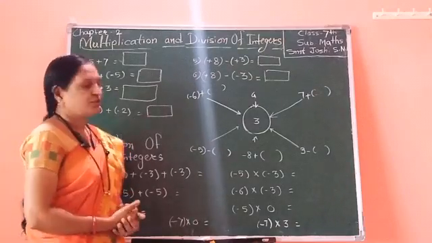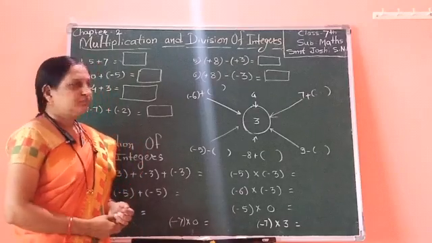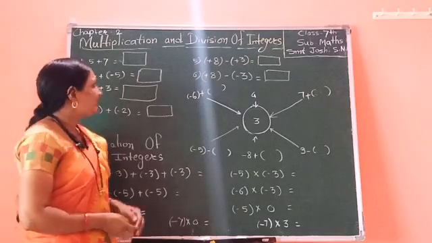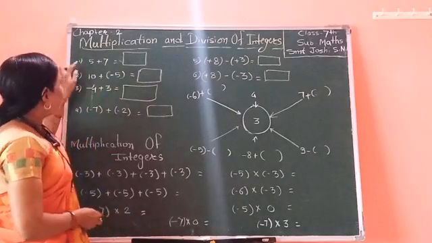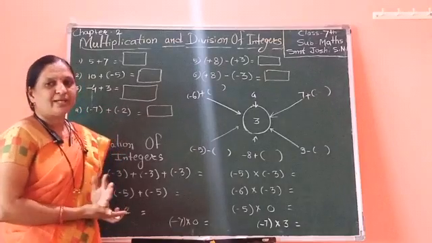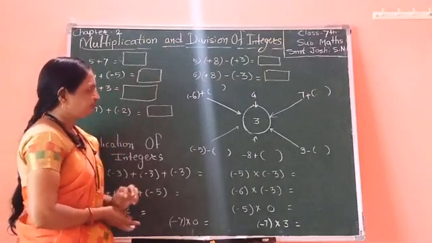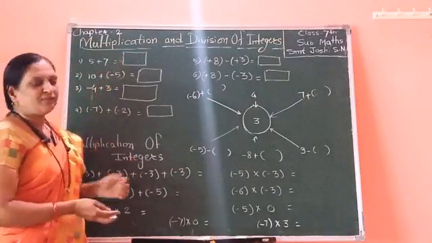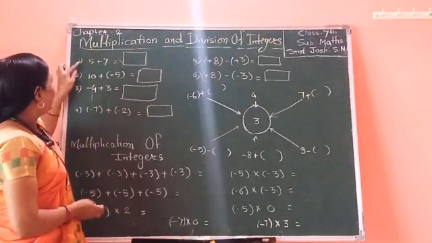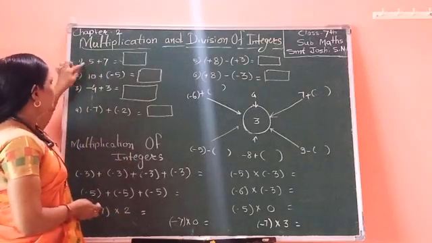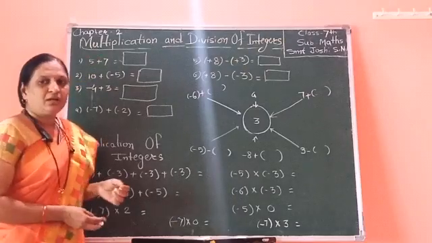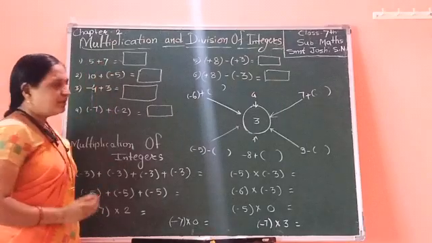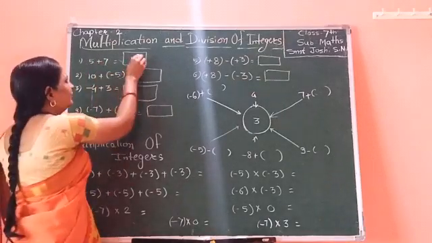In the previous class we have learned addition and subtraction of integers. Let us revise. Addition of two integers and subtraction of two integers. We know. Let us revise the examples of addition. These are two integers, 5 plus 7. These two integers are positive. Answer is 12.